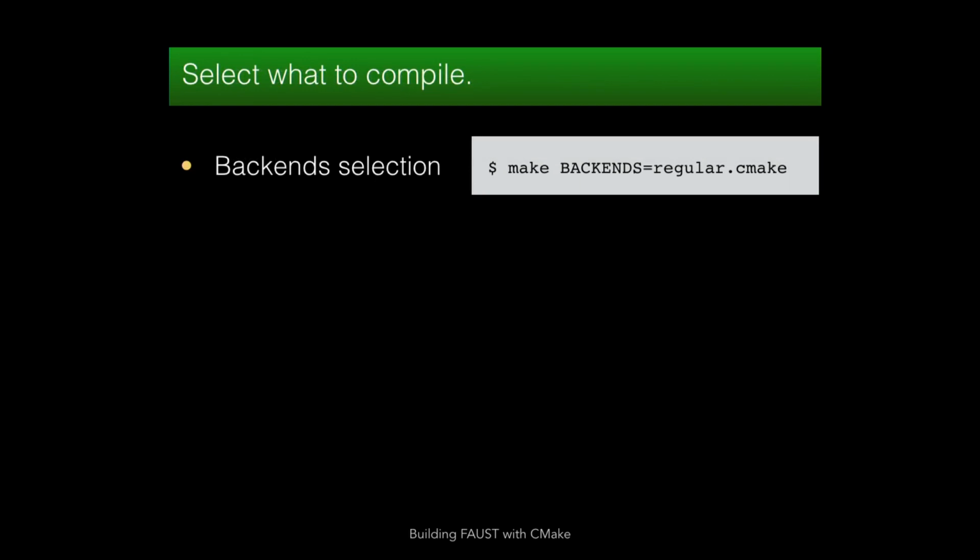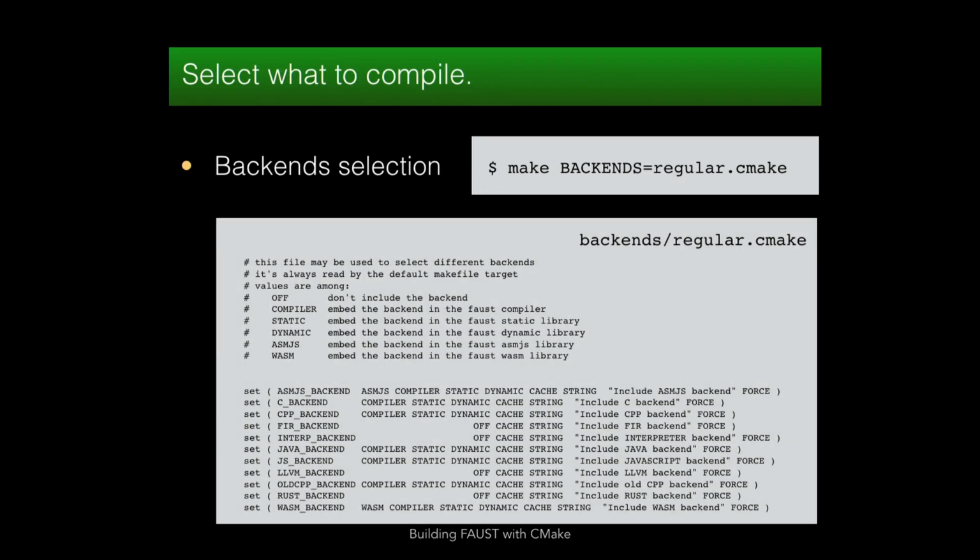So the backend selection. I think that's quite a new feature in the building process. It was more or less present at the beginning, but not really as flexible as it is now. In the first step, you select what backends you want to include into your binaries, and for that you have a set of backend configuration files.